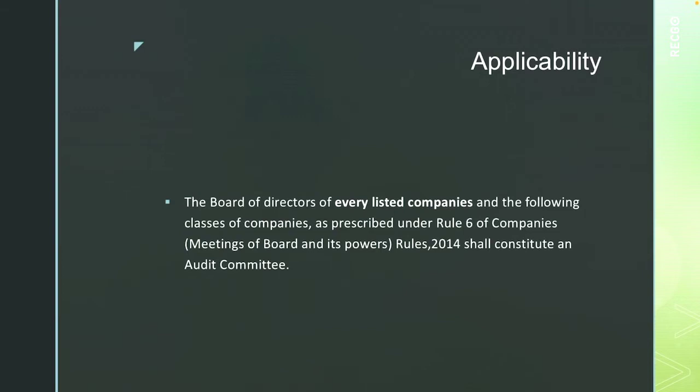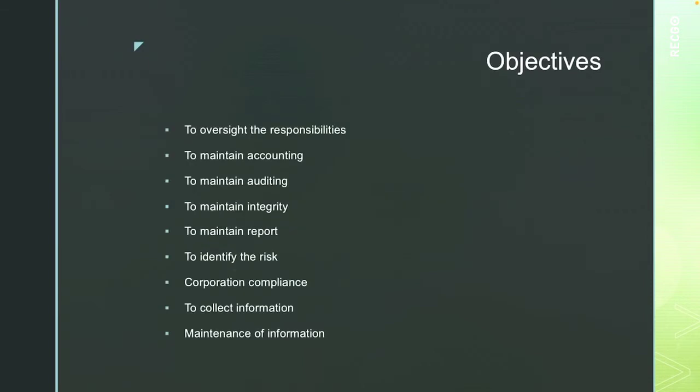The paid up share capital or turnover or outstanding loans or borrowings or debentures or deposits, as the case may be, as existing on the date of the last audited financial statements, shall be taken into account for the purposes of this rule. Then what are the objectives of this audit committee?